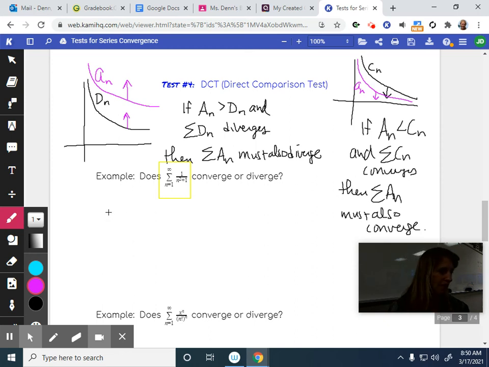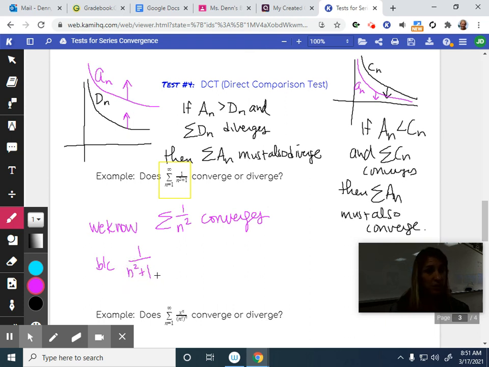So if I want to use the direct comparison test, I would need to say something like, we know that the series 1 over n squared converges. And I do know that. By the integral test, I do know that. Because my series has more in the denominator, it must be smaller than that series.